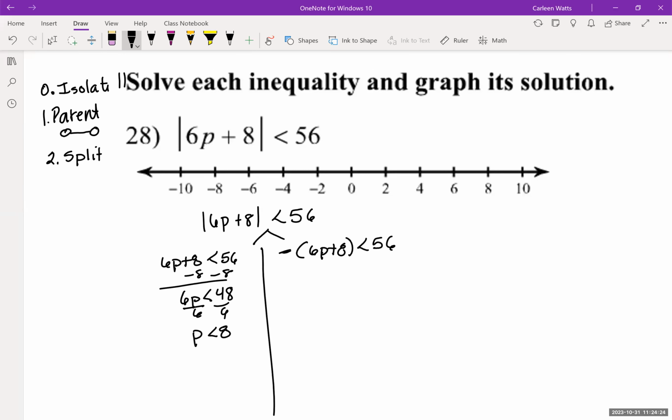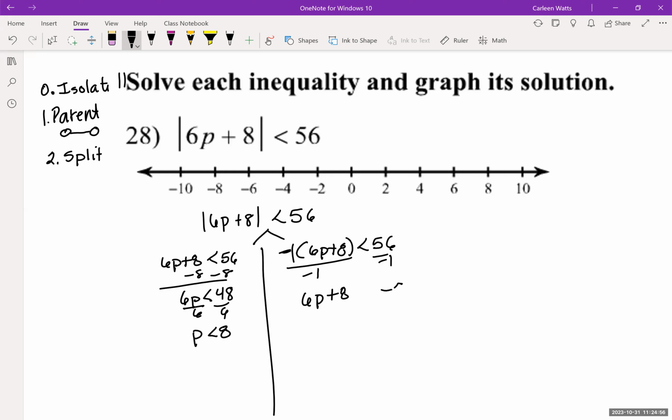Okay, now are we ready for the negative side? This is really a -1. We can either distribute it or divide it and make it go away. If you don't like one method, use the other method. I'm going to divide it and not distribute it. So 6p plus 8 is, here's the hard part right here.